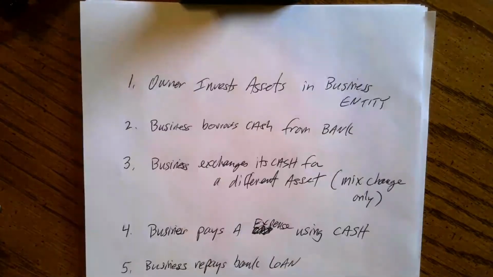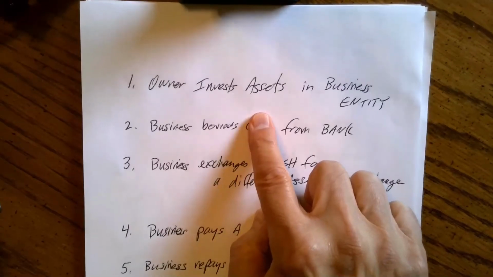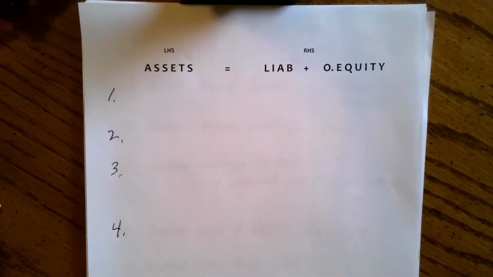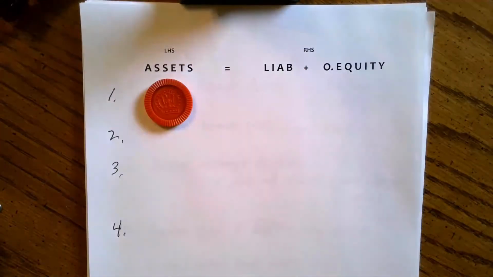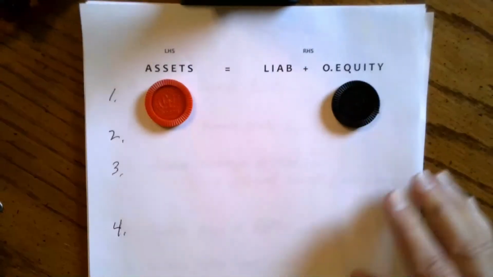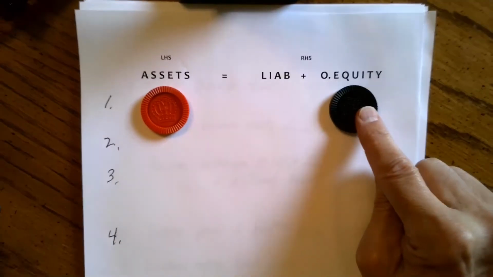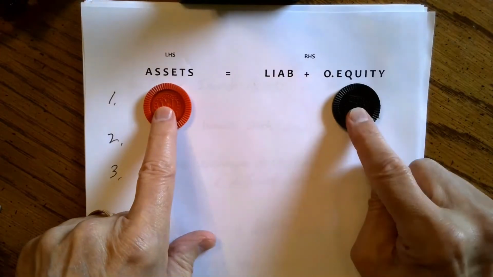I want to illustrate 7 transactions in terms of debits and credits on each respective side of the equation. First one, owner invests assets in the business entity. As the owner invests assets, we debit assets by increasing them, and we increase an account under the right-hand side, the owner capital account, with a credit. Debit assets, credit owner capital under the equity category.